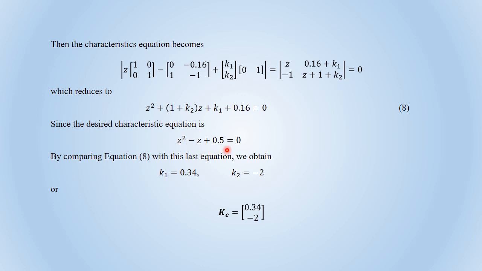So equating the like powers of z, we will get K1 is equal to 0.34 and K2 is equal to minus 2. Therefore, K is this particular matrix, which is nothing but the observer matrix.